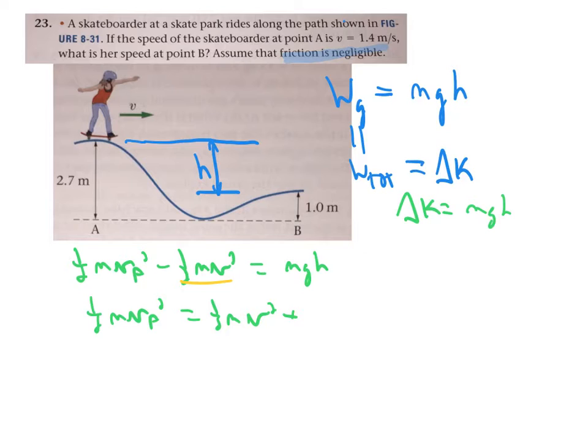plus mgh. I then multiply by 2 over m, so as to clear it out on the left to end up with just v_f squared. But that means I have to do 2 over m to the entire other side. And then something kind of weird happens. The 2 over m cancels the 1/2 m, and I get just v squared.